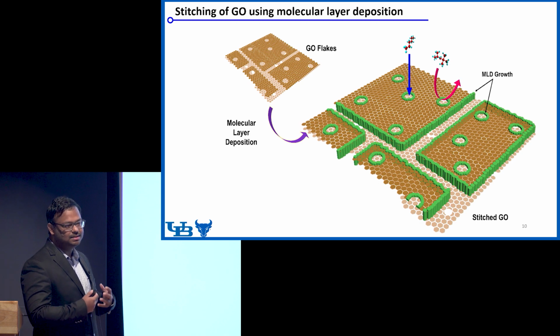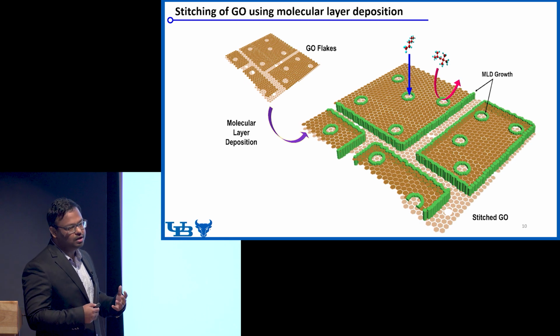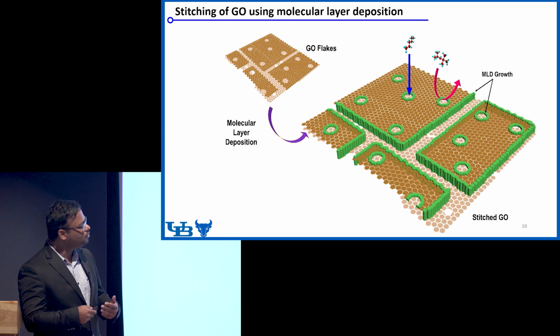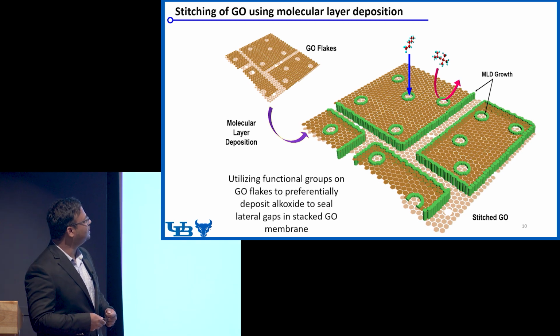becomes selective, and it allows certain small molecules to go through into the stacked graphene oxide flakes, and it prevents the larger molecules from entering. And this is the basis of our separation through the stitched graphene oxide membrane. I'll give you more evidence of how we confirm this structure.